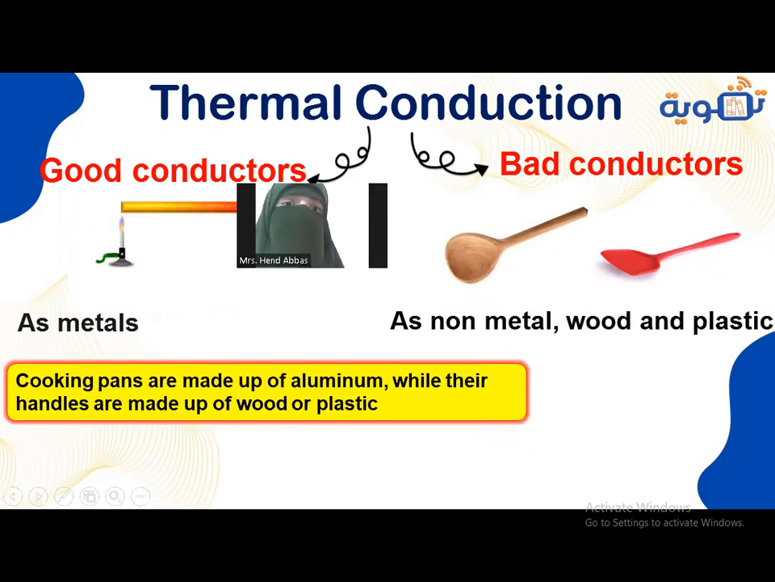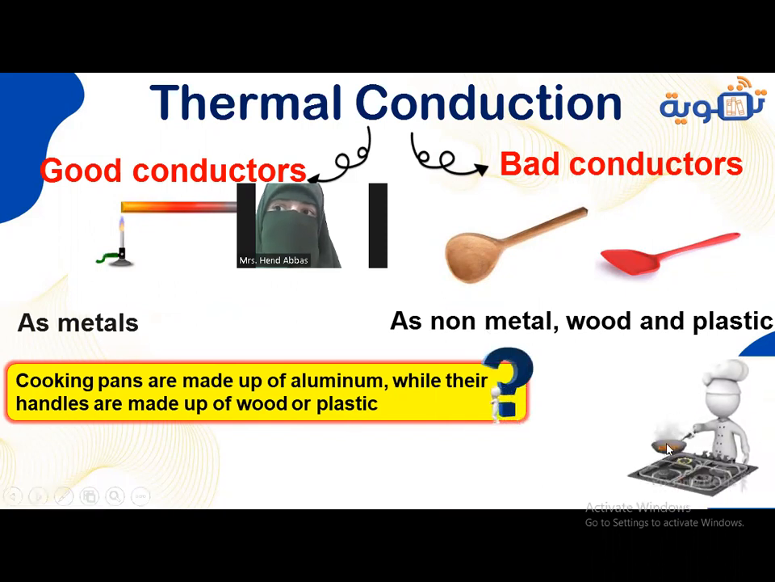Why are cooking pans made of aluminum or stainless steel, while their handles are made of wood and plastic? So again, this question has two parts. First, this pan is made of aluminum. Why? Because aluminum is a good conductor of heat, so it will let your food be cooked.